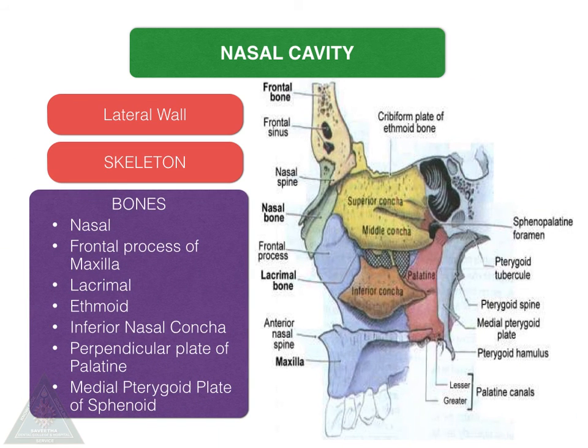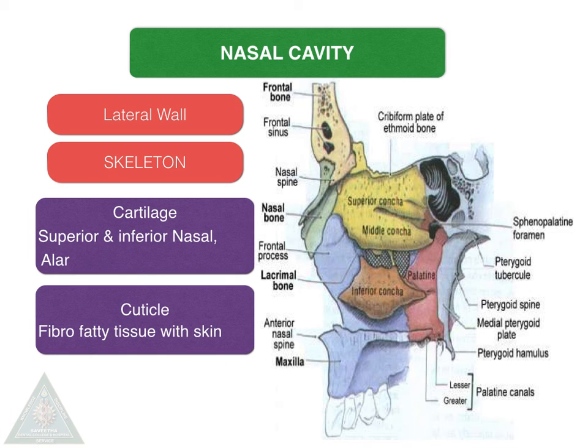The skeletal framework of the lateral wall is formed by bones and cartilages. The bones contributing to the formation of the lateral wall are the nasal bone, the frontal process of the maxilla, the lacrimal, the ethmoid, the inferior nasal concha, perpendicular plate of the palatine bone, and the medial pterygoid plate of the sphenoid. The cartilaginous contributions are made by the superior and inferior nasal cartilages and alar cartilages. The cuticle is a fibrofatty tissue covered with the skin.